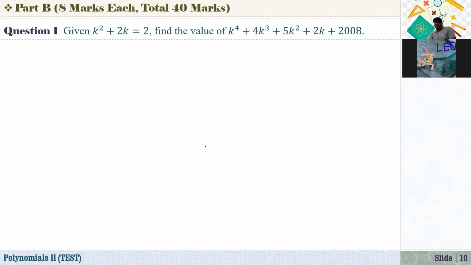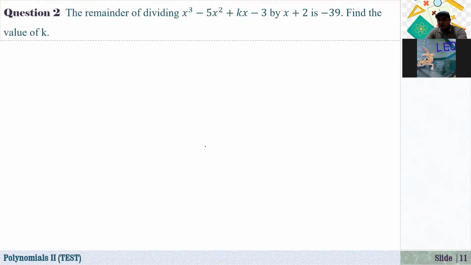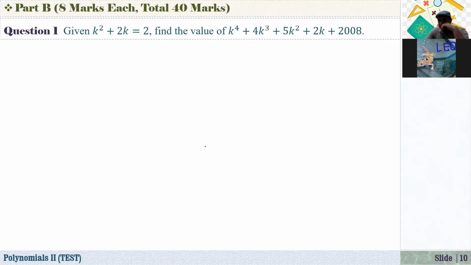Okay, now let's solve a few questions from part B. Given that k squared plus 2k equals 2, find the value of k to the power of 4 plus 4k cubed plus 5k squared plus 2k plus 2008. So one way is, okay, number one, I just want to draw your attention to this solution. Since k squared plus 2k is equal to 2, what do we have here? Here we have k squared plus 2k.